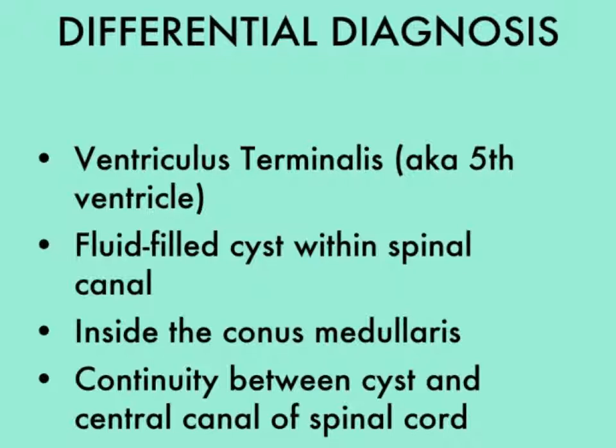There is also communication between the cyst and the central canal of the spinal cord, whereas a filar cyst, there will be no connection with the spinal cord. Similarities between a filar cyst and a ventriculus terminalis include that they're both cystic structures found in the spine, and both will appear anechoic on ultrasound.